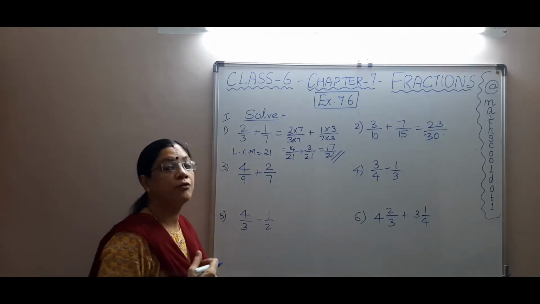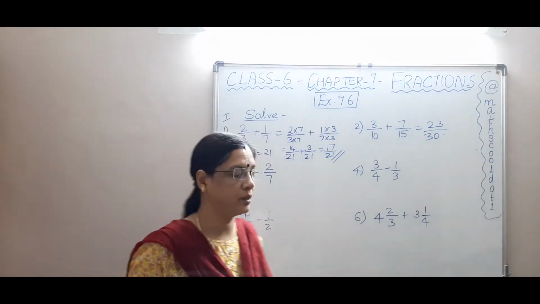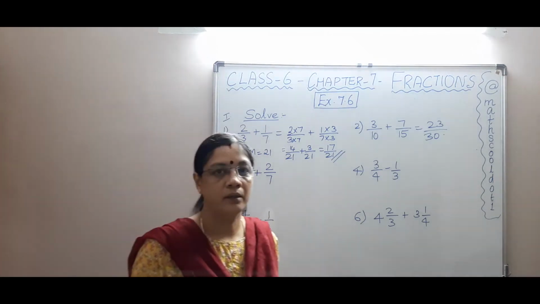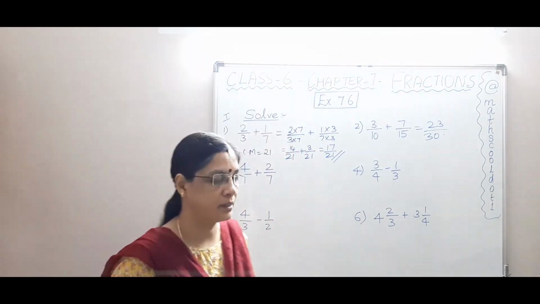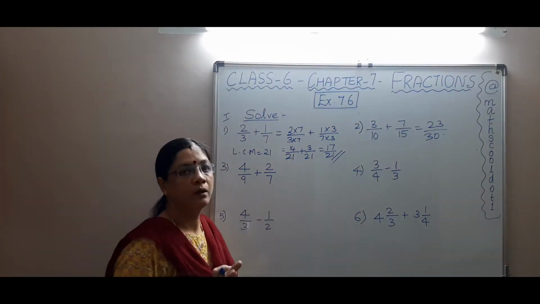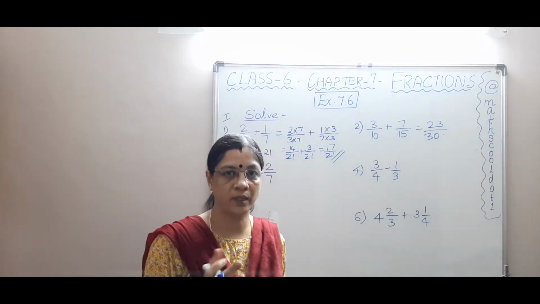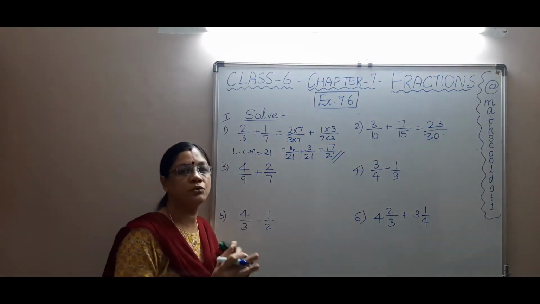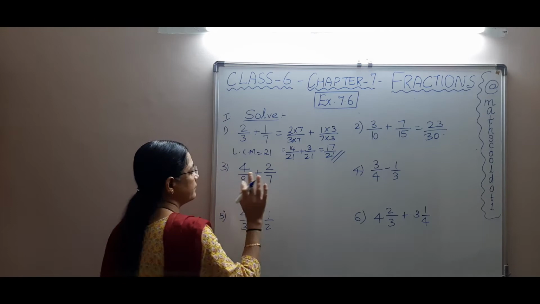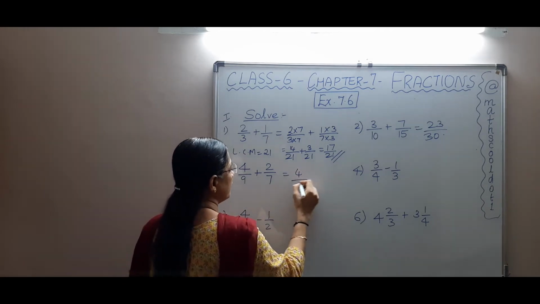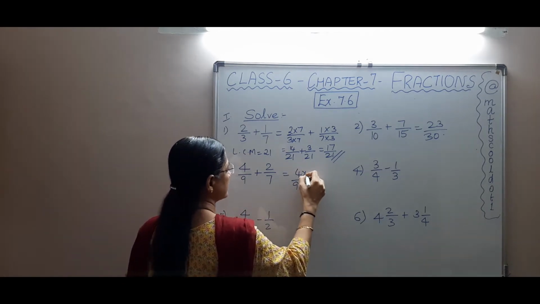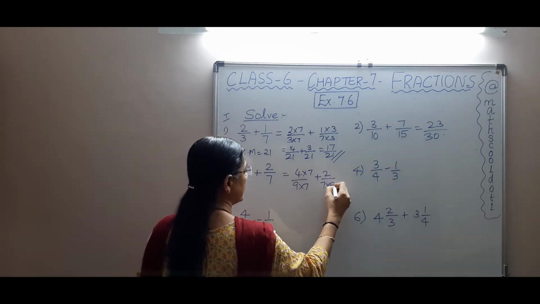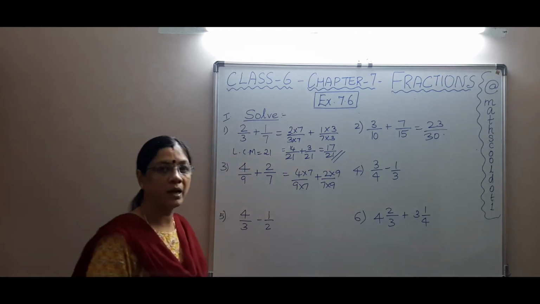Now the next one is 4 by 9 plus 2 by 7. Here too you have different denominators. So for 9 and 7, the LCM is 63 obviously, because we don't have any other multiple common between 9 and 7, I mean lesser than 63. So 9 7s are 63, so I am just multiplying them. So 4 divided by 9, 9 into 7 is 63, so multiply numerator by 7, plus 2 by 7, 7 9s are 63, so multiply numerator by 9.